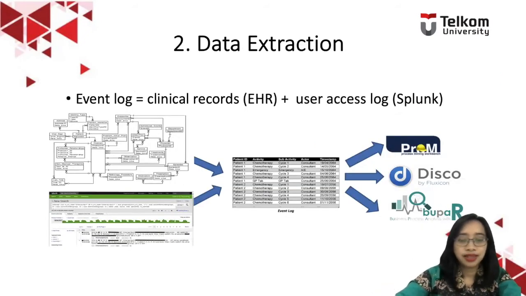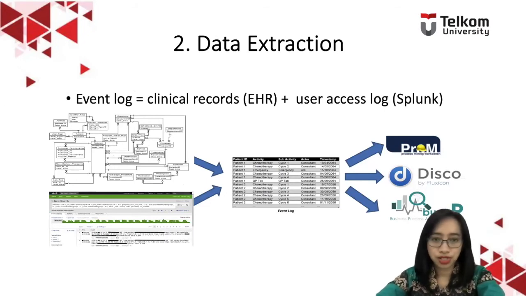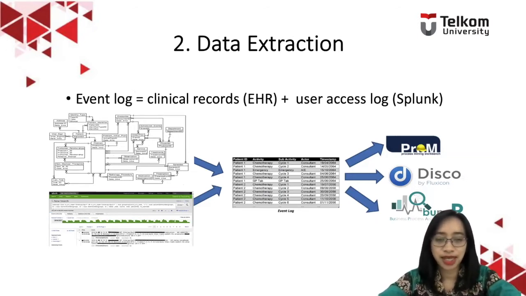And then in the data extraction, we combine two sources, clinical records in EHR and also user access log in Splunk. This is actually the main challenge of our study, where we have two data sets with two different structures. The first one, for the clinical records, we have a relational database. And for the second one, we have a web log of user access. And then we combine those two data sets into one event log. Then we analyze the event log using ProM, Disco, and BupaR.